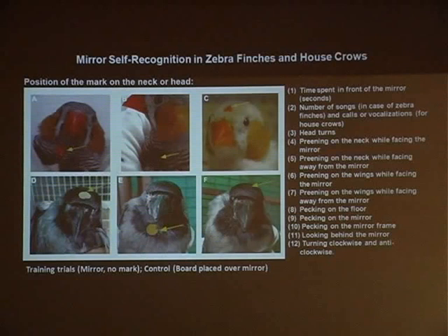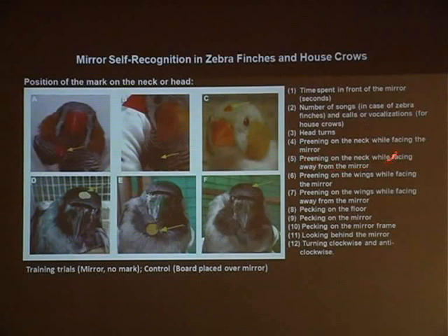And after that, what we did was we either placed a mirror and allowed the bird to observe itself, or we placed the mirror but covered it with a board so that it was not able to observe its reflection. Then we analyzed a very large number of behaviors. We looked at time spent in front of the mirror, vocalizations that the birds made, and head turns to see whether the birds were paying attention to themselves.